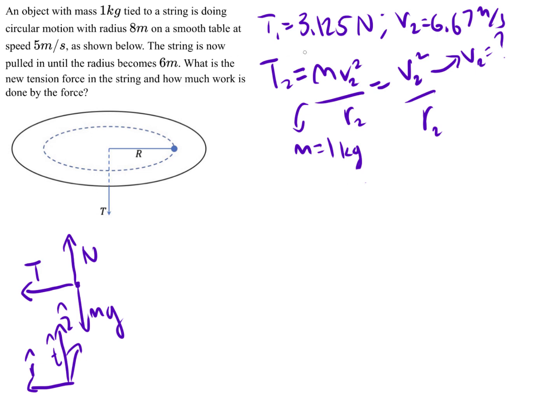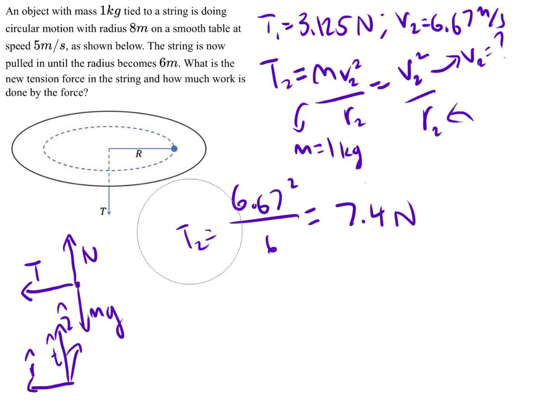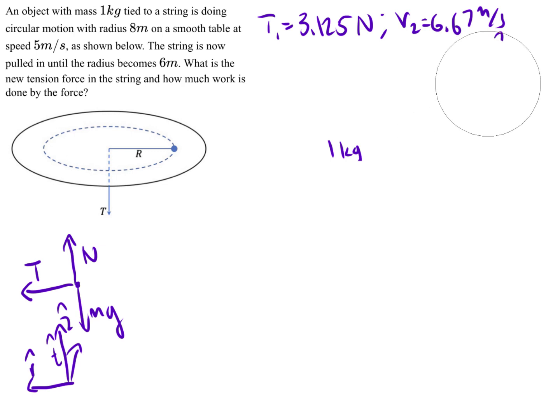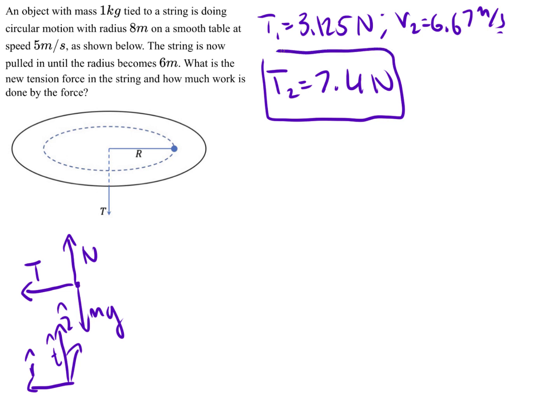So we can plug that back into here to get v2 squared, which is 6.67 meters per second squared, divided by the new radius of 6 meters. And this will give us the tension of about 7.4 newtons. So the new tension, T2, the final tension, is equal to about 7.4 newtons. And this is almost twice, a little more than twice, the initial tension in the string.